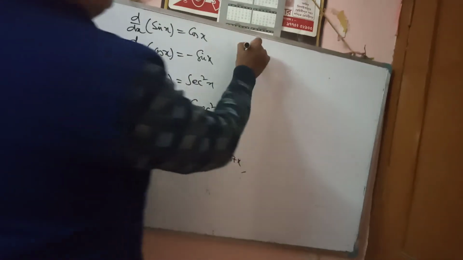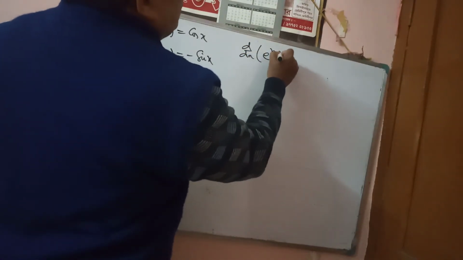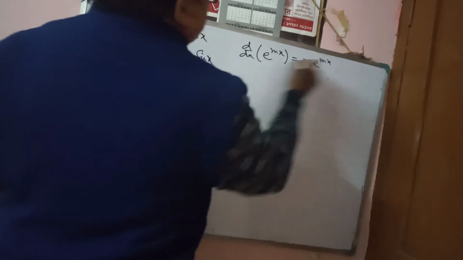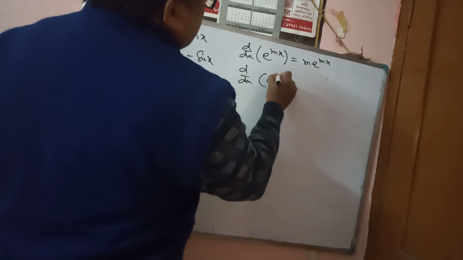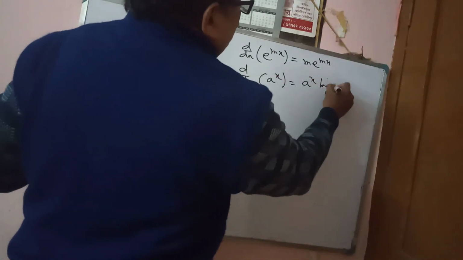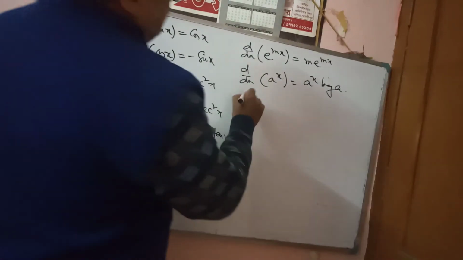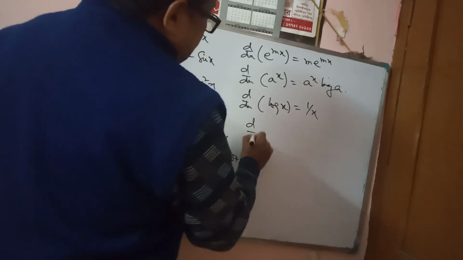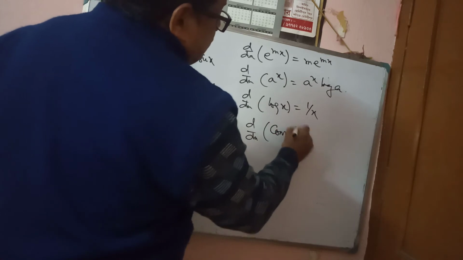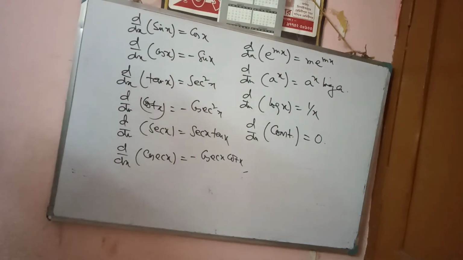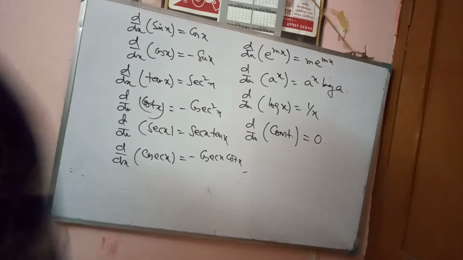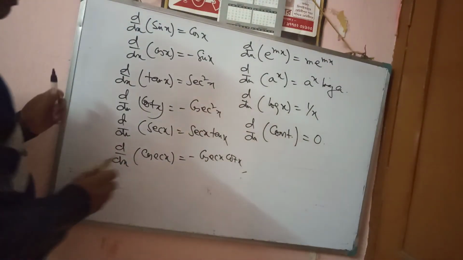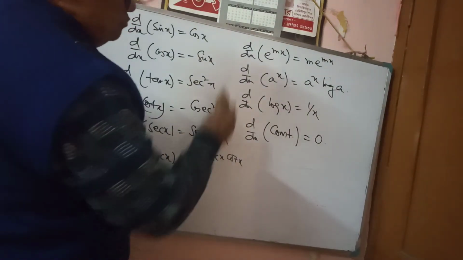And d/dx of e to the power mx is m e to the power mx. d/dx a to the power x, we are getting a to the power x log a. d/dx log x is 1 by x. d/dx of any constant term, keep in mind, will be 0. Now all of you remember the formula; many formulas are there.